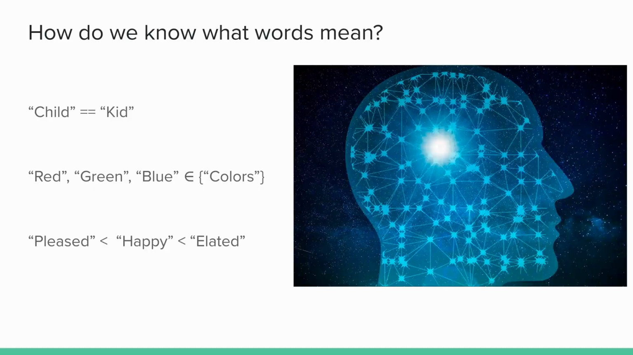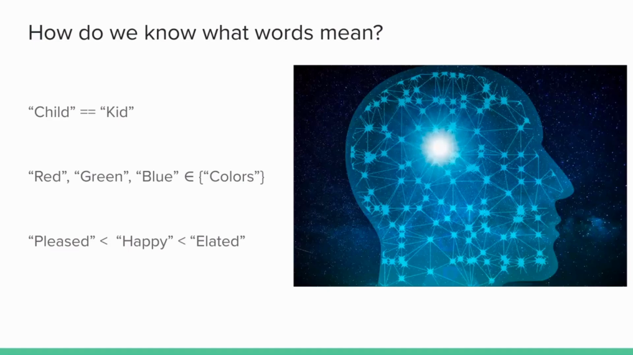So I'm going to start with a high level question, which is, how do we know what words mean? Somewhere in our human brain, we know that the word child is basically the same as the word kid. We know that red, green, and blue fall into a set of things that we call colors. We know that pleased, happy, and elated represent the same feeling, but a bit stronger as you go up through those words. Somehow in our brain, we have our own language model.